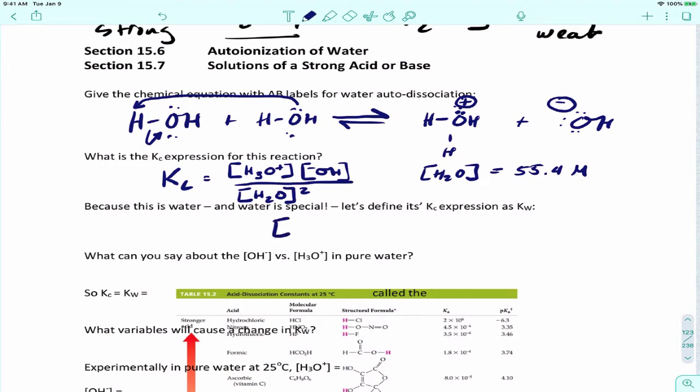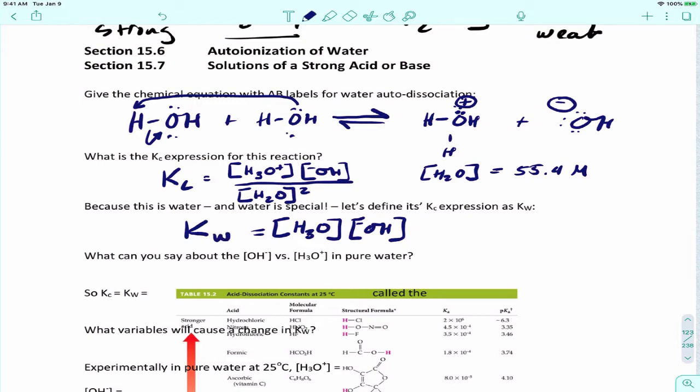We have to write this equilibrium expression. Basically, we end up multiplying both sides by the concentration of water squared, so that it gets out of the denominator. So we're going to be left with this. The right-hand side of the equation turns into the concentration of H3O plus times the concentration of OH minus, and this is equal to a new equilibrium constant. We're going to call this Kw.